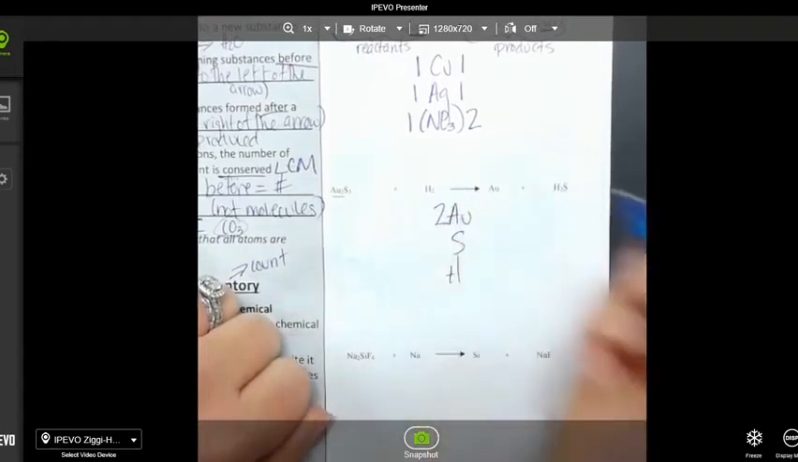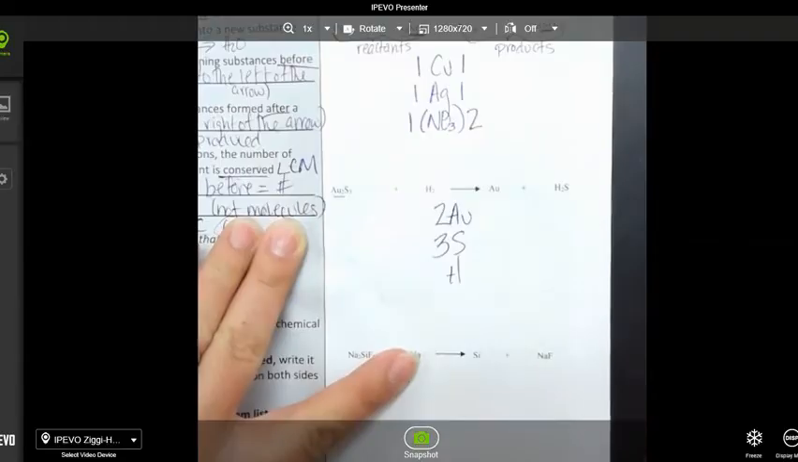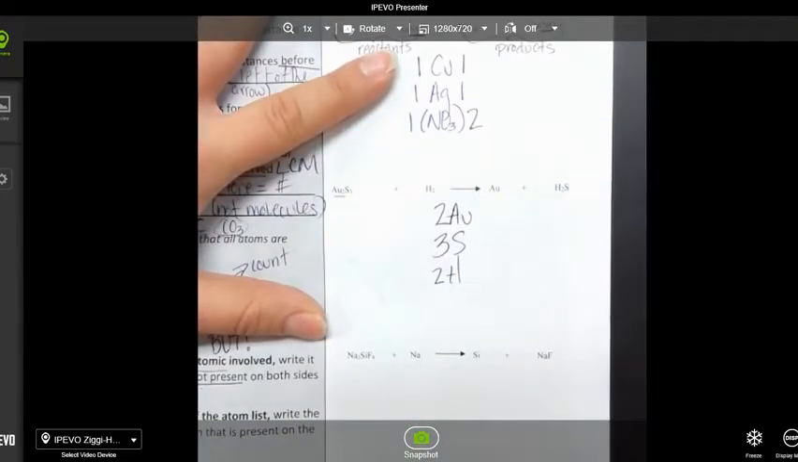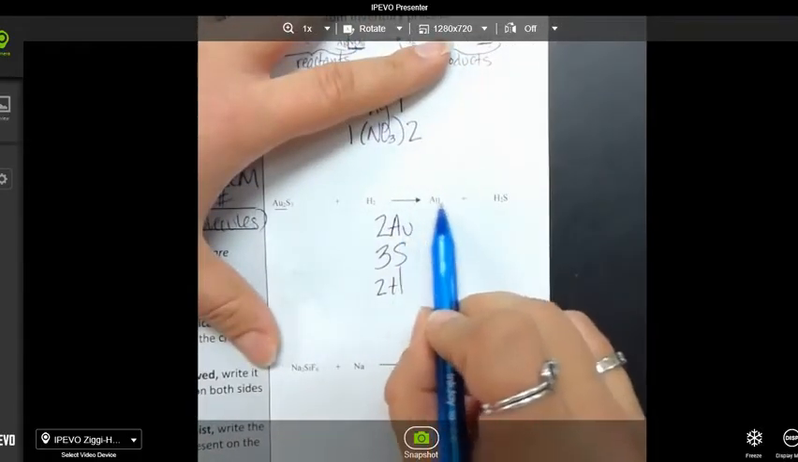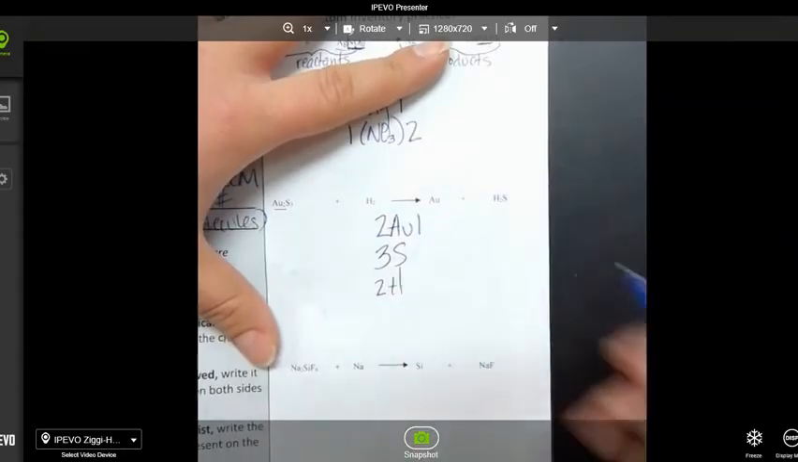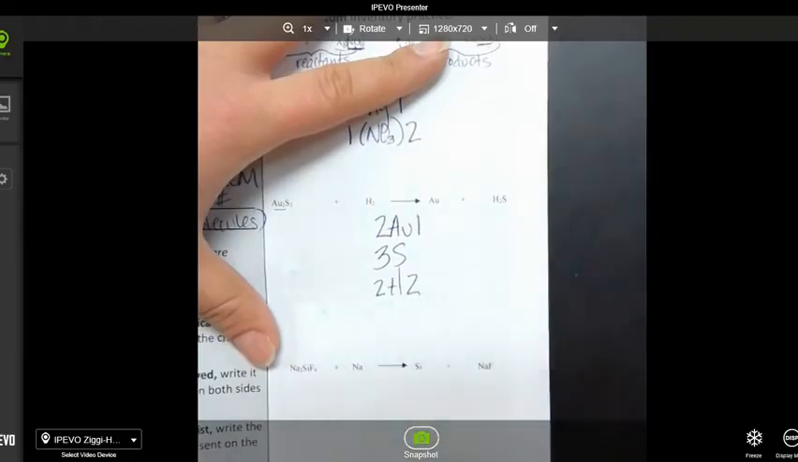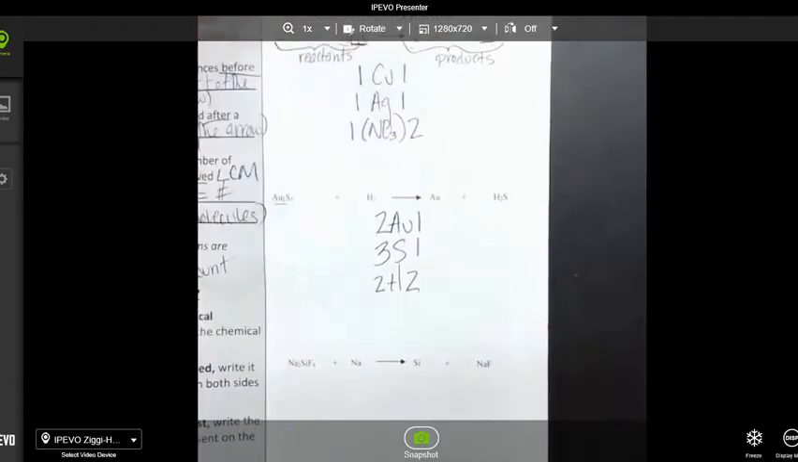Right here, Au has a subscript of 2, so I'm going to put a 2. Sulfur has a subscript of 3, which means there are 3 sulfurs on this side. And hydrogen has a subscript of 2, so I'm going to put a 2 next to hydrogen. On the product side, there are no subscripts with gold, so there's 1. For hydrogen, there's a subscript of 2 for hydrogen, so that means there's 2 hydrogen. And there are no subscripts next to sulfur, so that means there's just 1 sulfur. There we go. That's how you do your atom inventory. You count, you write how many are on each side, and then you move on.